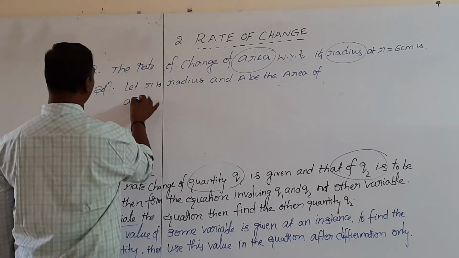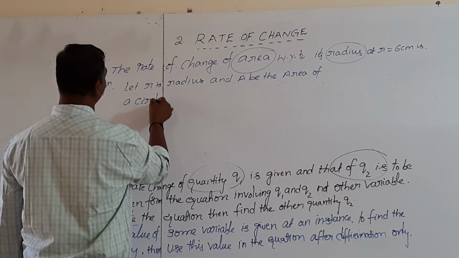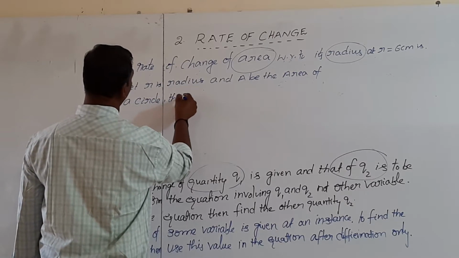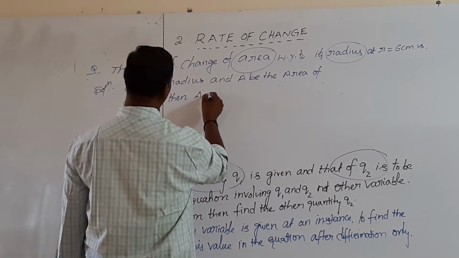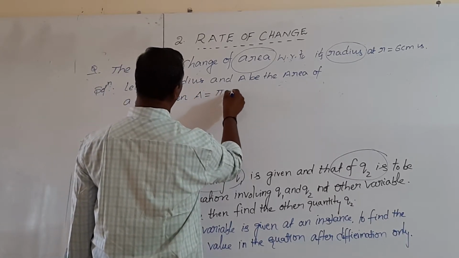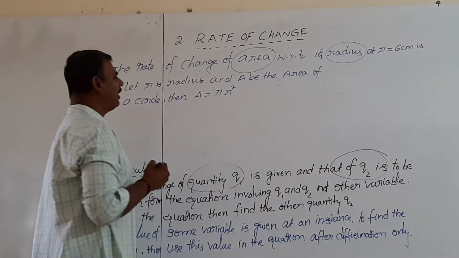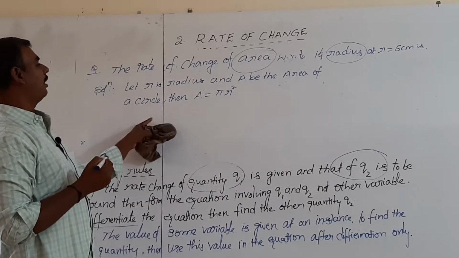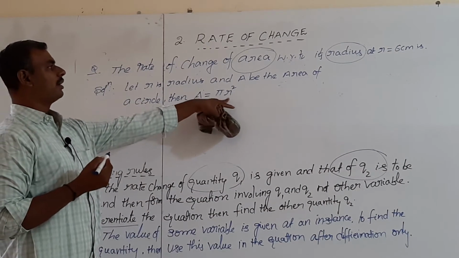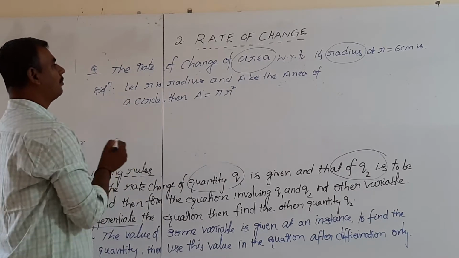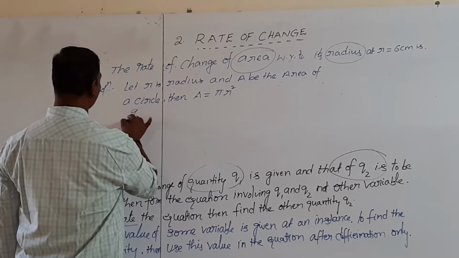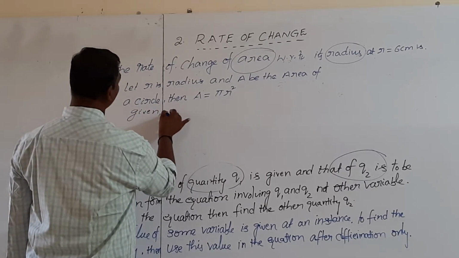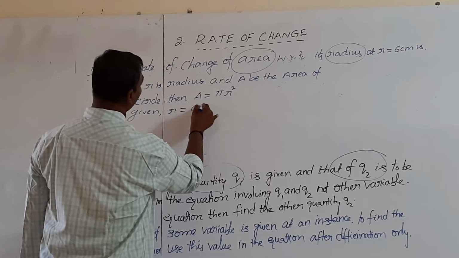Area of a circle. Then we know the formula: area of a circle is equal to pi r square. Very simple formula. From the given data, the radius is equal to 6 centimeters.